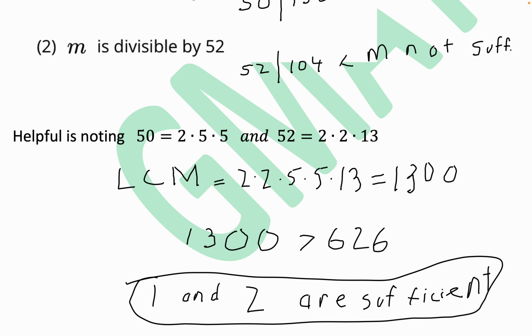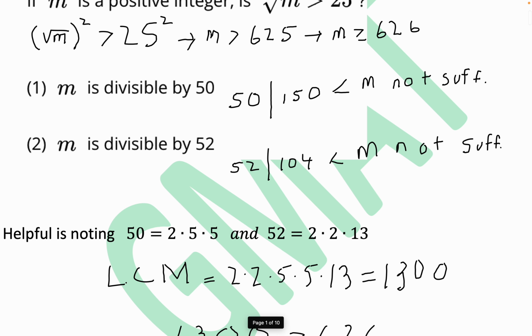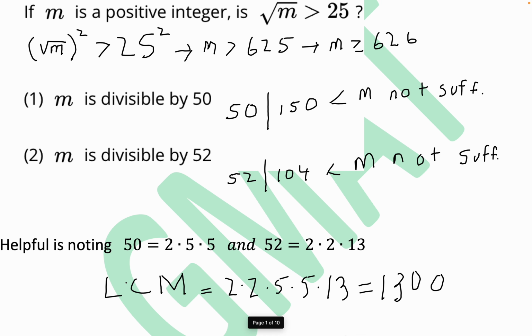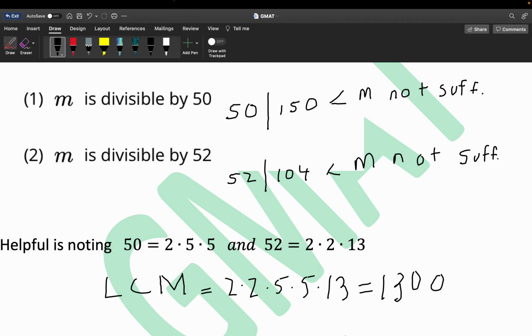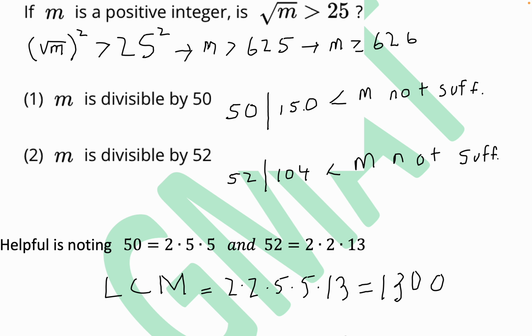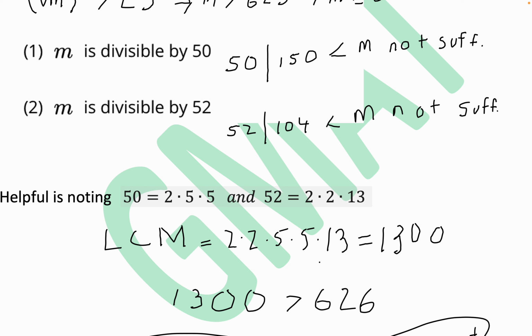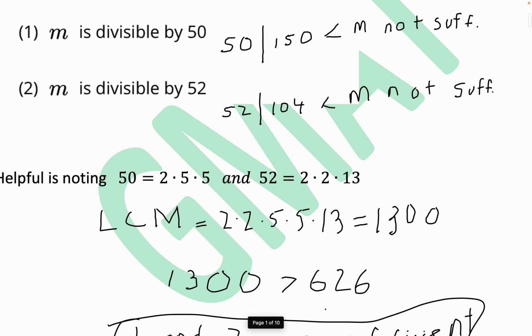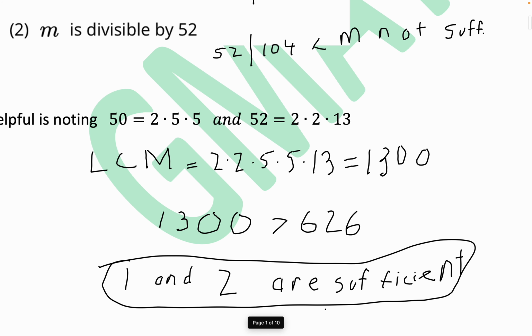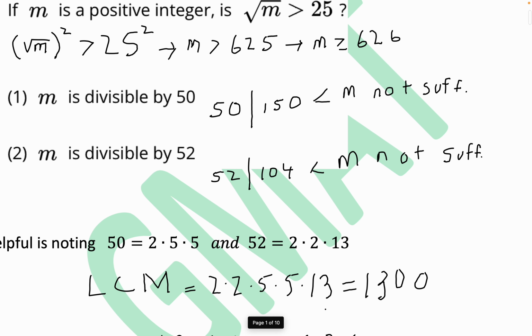Now, y'all, I hope that made sense. Again, all I did was show that if each of these were acting alone, we could produce multiples that were less than m. In both cases right here, I produce 150 and I produce 104, which are multiples of 50 and 52 respectively that are less than m. So individually, they're not sufficient. But if you find their least common multiple, that least common multiple is greater than 626. So that means that conditions 1 and 2 working together actually support the original claim. Hope that helped.